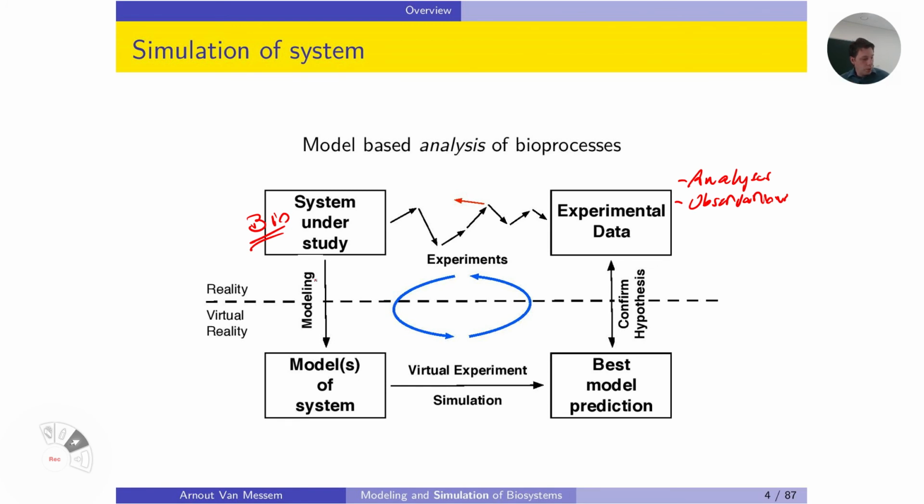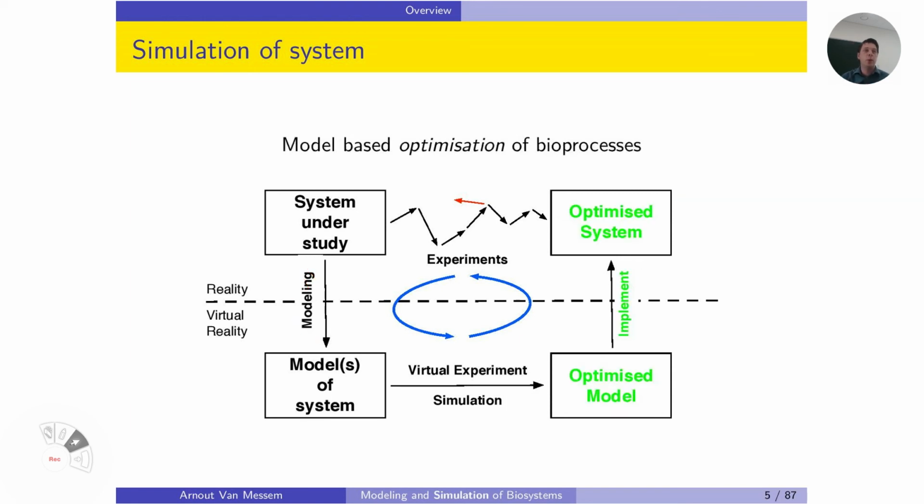If we then go to the virtual world, we do a model. So we make a mathematical model. And with this mathematical model, we will perform simulations. We will perform simulations to get to a better model, to a best model prediction. And then we will be using the experimental data to confirm the hypothesis that we have for the best model prediction. And so through simulation, we will get to an optimized model. So the optimal model virtually, which corresponds to the optimized system in reality.